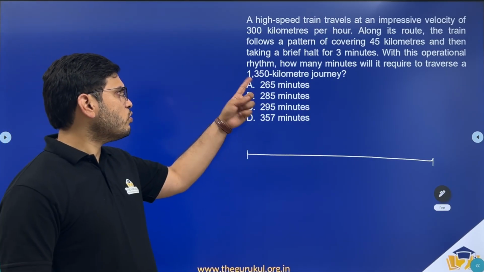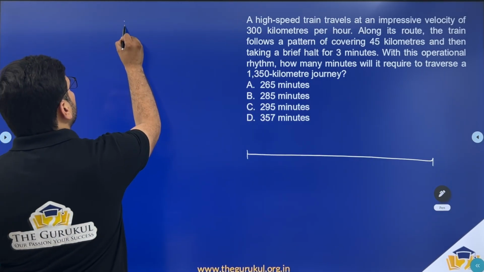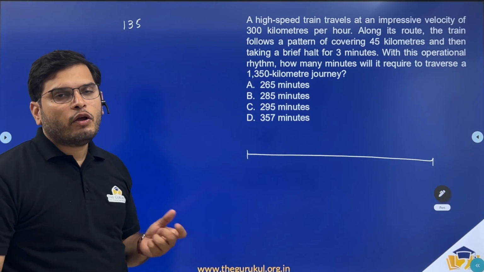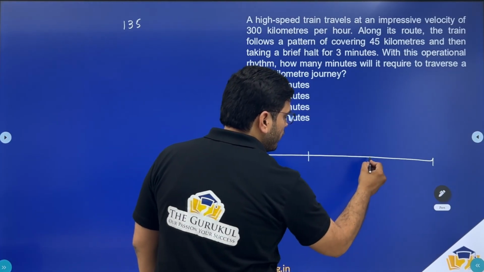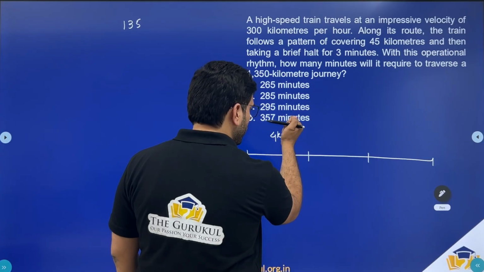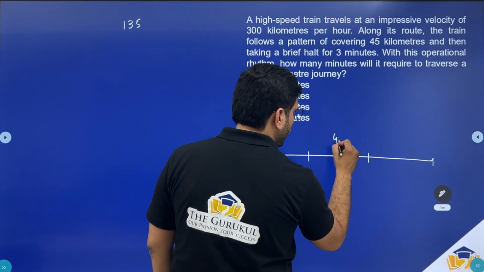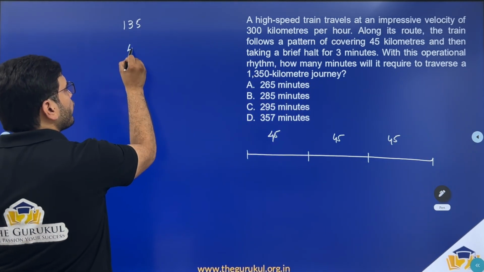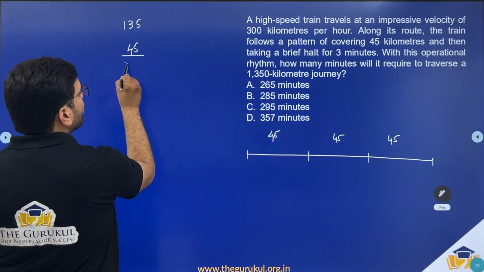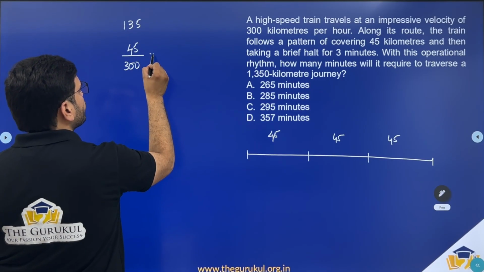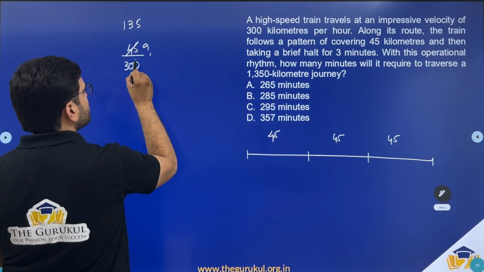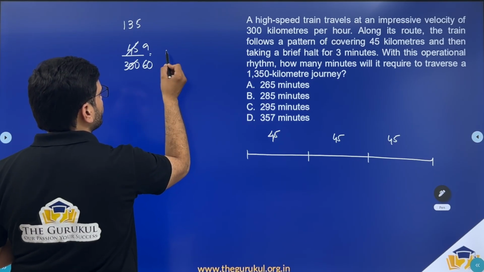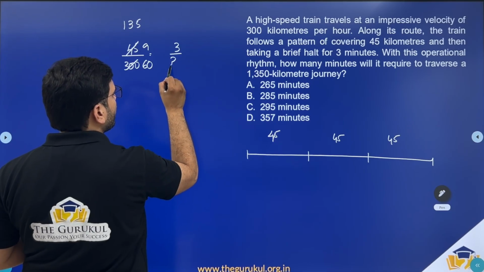Right. So 45 kilometers, 1350. So let me take a stretch of 135 kilometers, right? So 10 times that will give us the answer. Let me divide that into 3 parts of 45 kilometers each. 45, 45, 45. Now speed is 300 kilometers per hour. Now in order to cover 45 kilometers, that would be 45 by 300. So that would be 5 nines, 5 60s, or that would be 3 by 20.